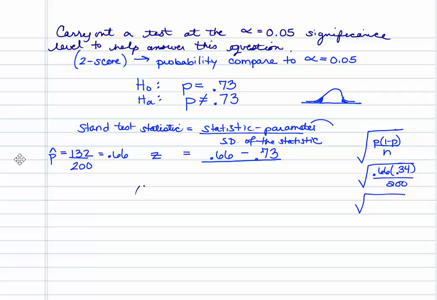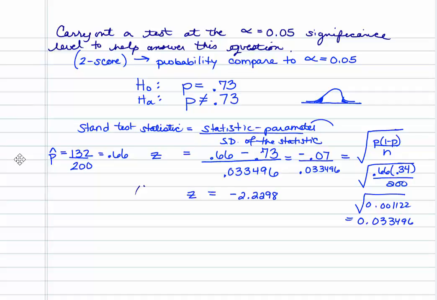And I think we actually calculated it before: 0.001122, and then when I square rooted it, I got 0.033496. When I subtract, I'm going to get a negative number, negative 0.07, over 0.033496, and when I calculate this, it's like negative 2.2298, something like that, for a z-score.